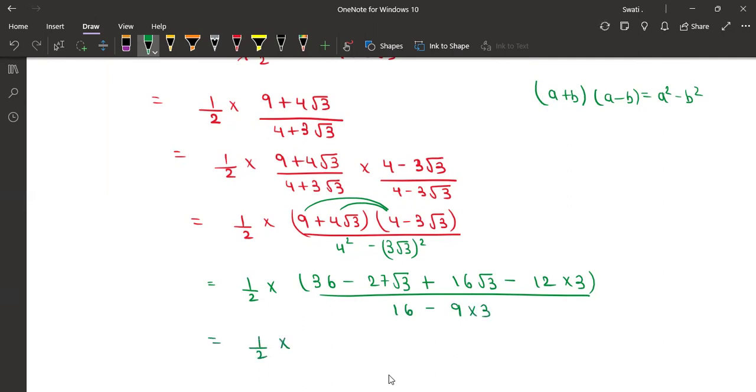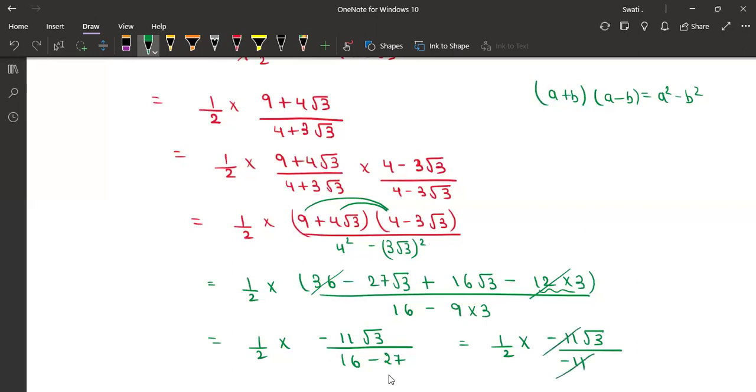So 1 by 2 times, if you simplify this, notice that this is 12 times 3, 36. So 36 and 36 will get cancelled because that is going to be 0, right? So what is this becoming? 27 root 3 and then minus 27 root 3 plus 16 root 3. So of course it will get subtracted. So it is going to be minus 11 root 3. And then in the denominator, we are getting 16 minus 27, right? So it is simply going to be 1 by 2 times negative 11 root 3 upon, what is 27 minus 16? Of course, it is minus 11.